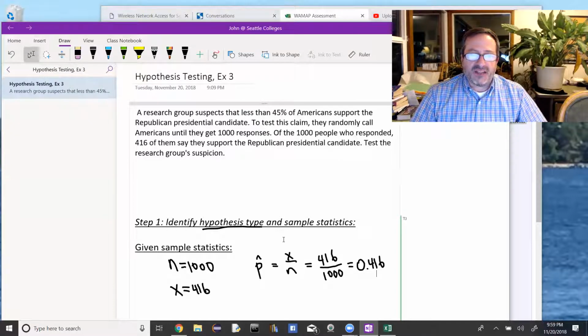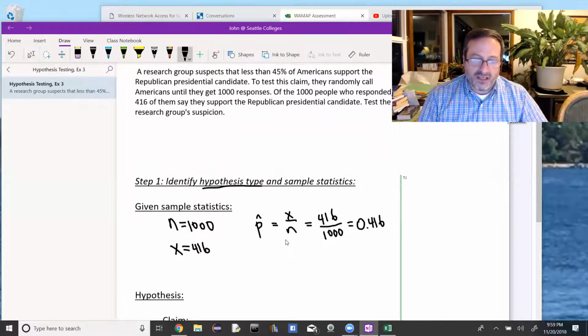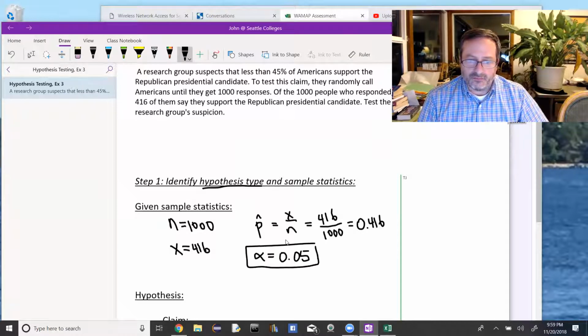Notice that the significance level is not provided. So when alpha is not given, we assume that it's 0.05. That's the default.